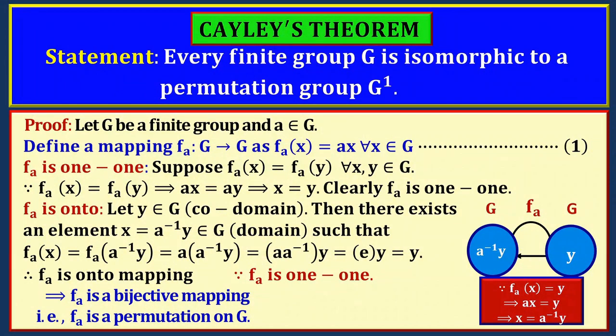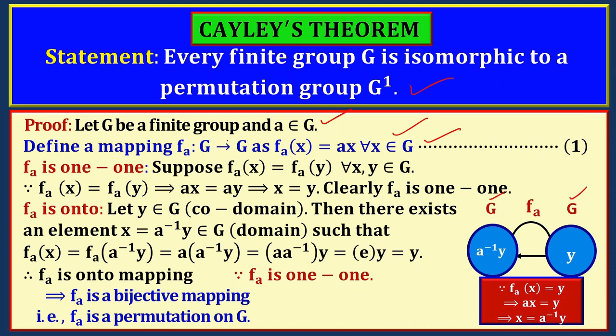Cayley's theorem statement: every finite group G is isomorphic to a permutation group G dash. Proof: let G be a finite group and a be an element in G. First, we define a mapping f_a from G to G as f_a of x is equal to ax for all x belongs to G. Here domain is G and codomain is G. It is denoted by equation 1.